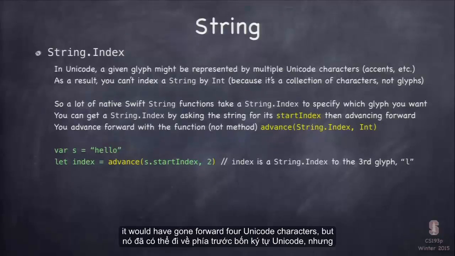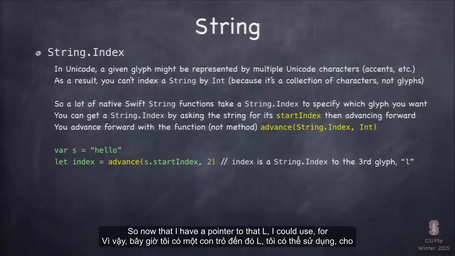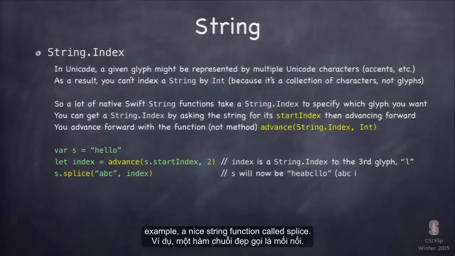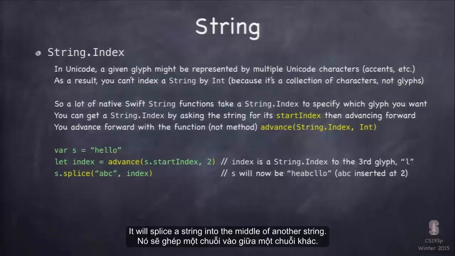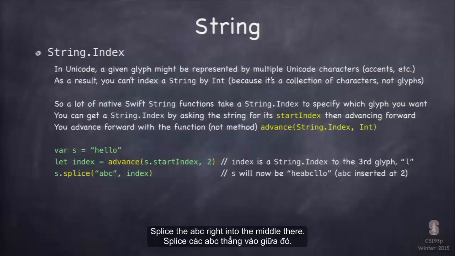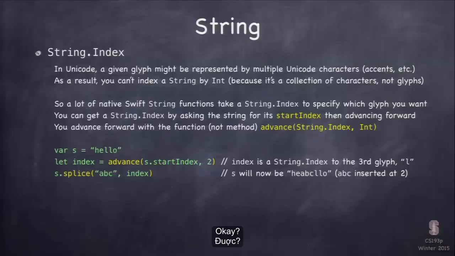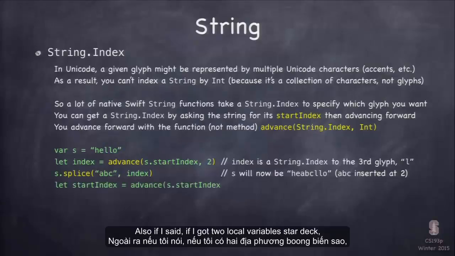And again, if it was E accent aigu, it would have gone forward 4 Unicode characters, but only 3 to the third glyph as you perceive it. So now that I have a pointer to that L, I could use, for example, a nice string function called splice. Splice is just like the splice in array. It will splice a string into the middle of another string. I'm going to have it splice at that index, and that's going to make it be HE ABC LLO. Splice the ABC right into the middle there. So the start index is the magic behind making that work.